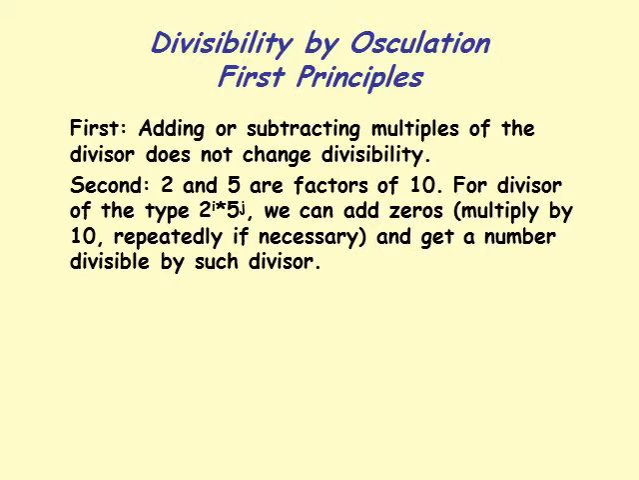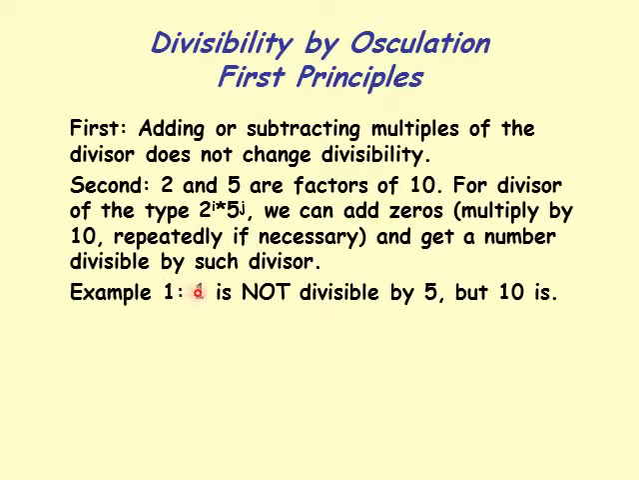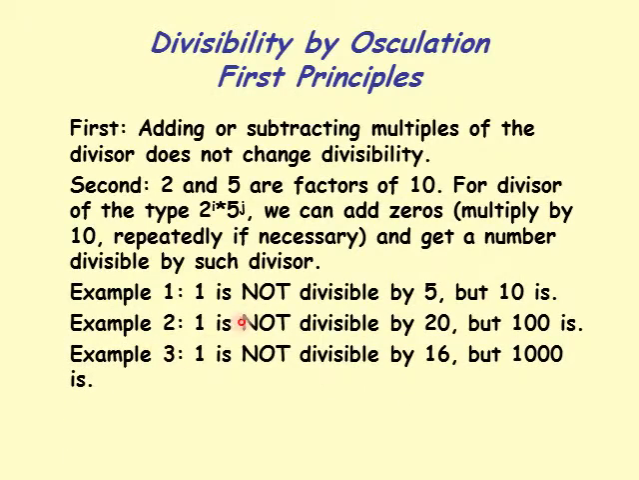Let me show you an example here. Example 1: 1 is not divisible by 5, but I can multiply 1 by 10 by adding a 0 and make it 10. So 10 is. Another example: 1 is not divisible by 20. 20 is 2 times 2 times 5. But 100 is. So I can multiply 1 by 10 twice. I can add 2 zeros at the end, and then it becomes divisible by 20.